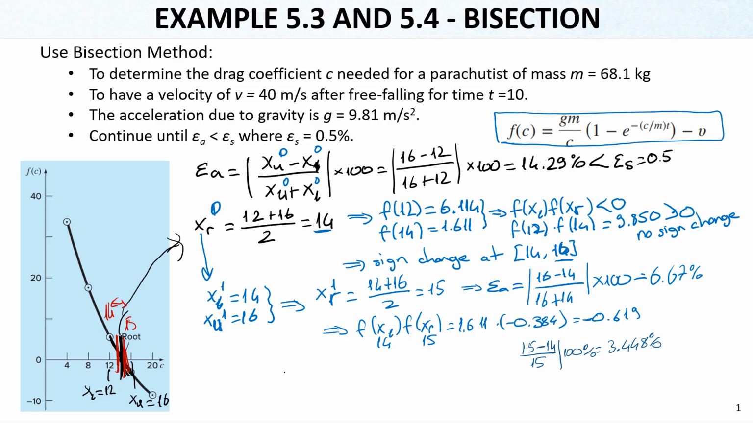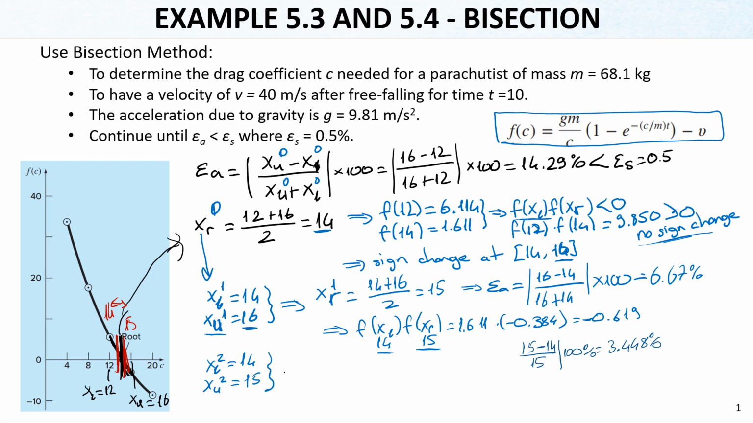That's why now in the second iteration, the lower bound will be the same. In the first one, let's go back to first. Upper bound stayed the same because there was no sign change when we multiplied by XL. But when we multiply by XL function value and there's a sign change, then the lower bound will stay the same. Then XL2 is the same, 14, but XU in the second iteration is the new XR value, which is 15 now.